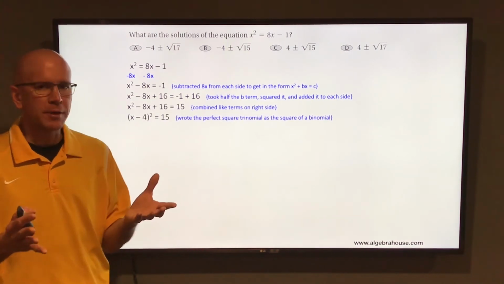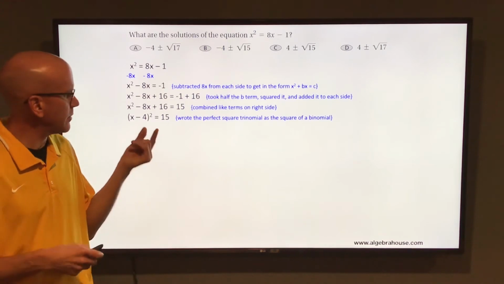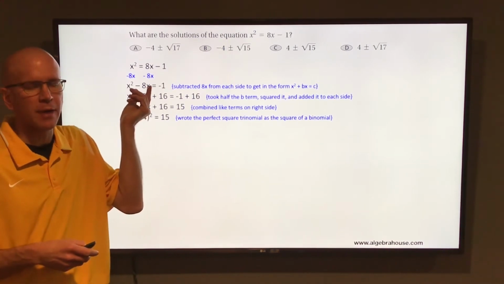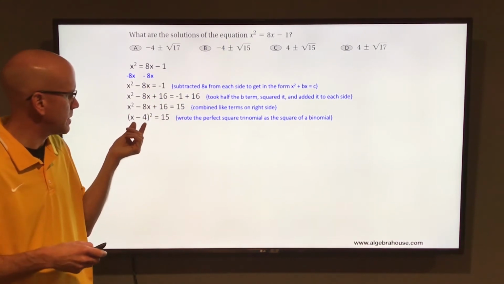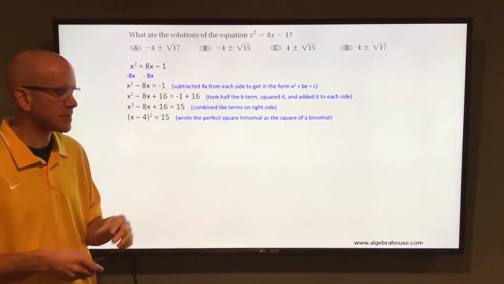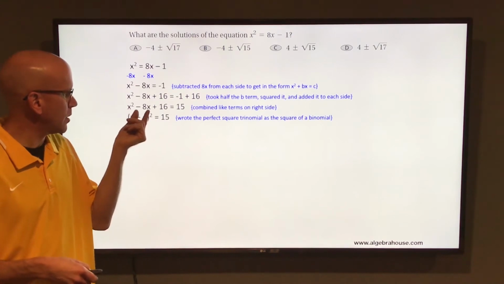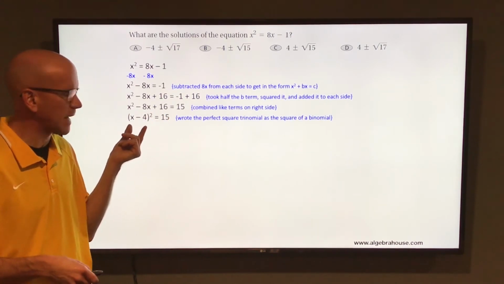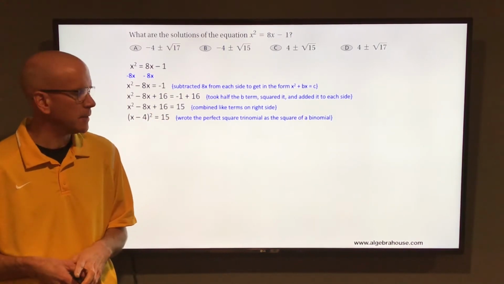So where did that 4 come from? Well, you can think of it two ways. You could think of it as that's what you got up here when you took half of the coefficient of x, that was negative 4. Or you could think of it as the square root of 16 is 4. And it's in the form of a squared minus 2ab plus b squared. That factors into a minus b squared.